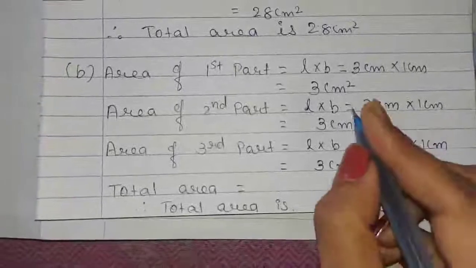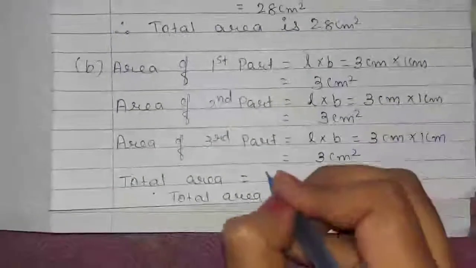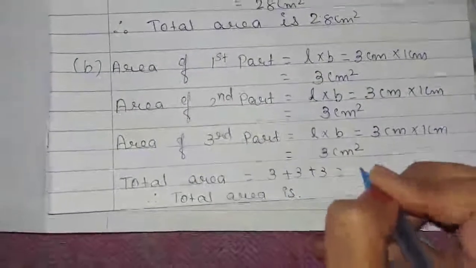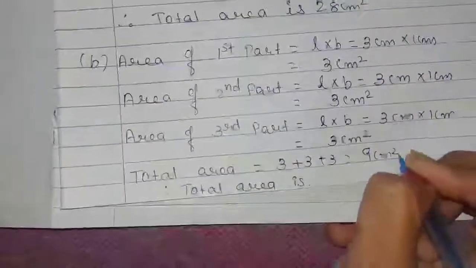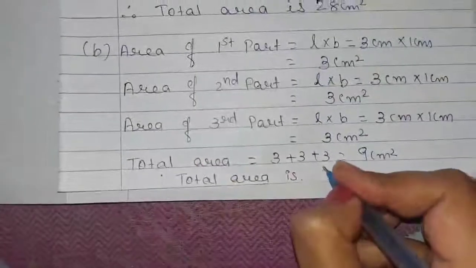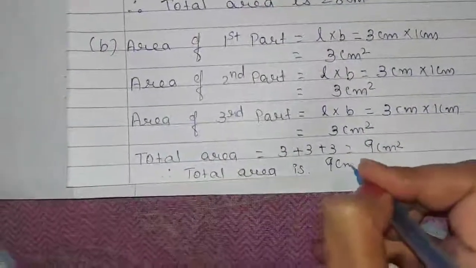Now we will add all these areas. So 3 plus 3 plus 3 equals 9 centimeters square. Therefore, total area is 9 centimeters square.